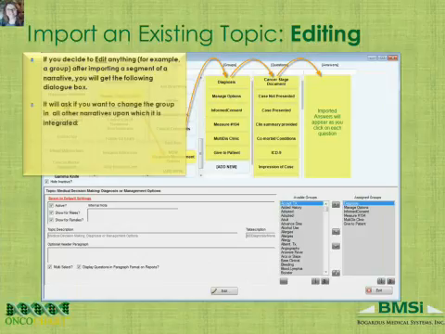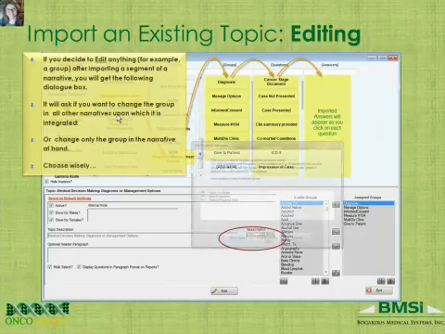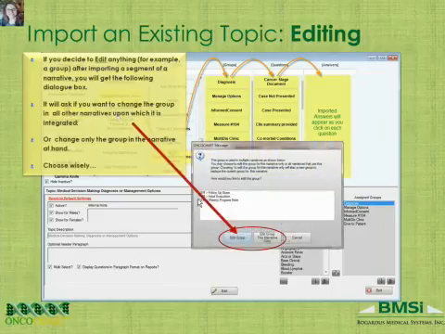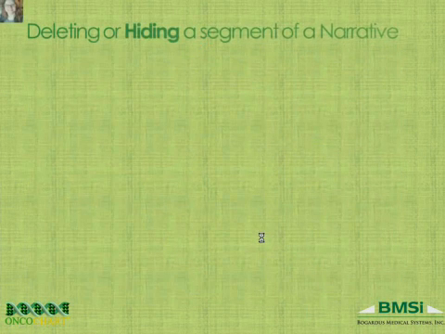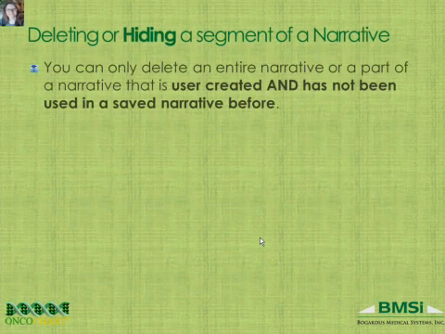Next, we will show you the particulars of deleting or hiding a part of or an entire narrative, but first the rules. You can only delete an entire narrative or a part of a narrative that is user created and has not been used in a saved narrative before. For the protection of all using the same narratives, you are not allowed to delete an OncoChart created narrative. However, you can hide a narrative or portion thereof.